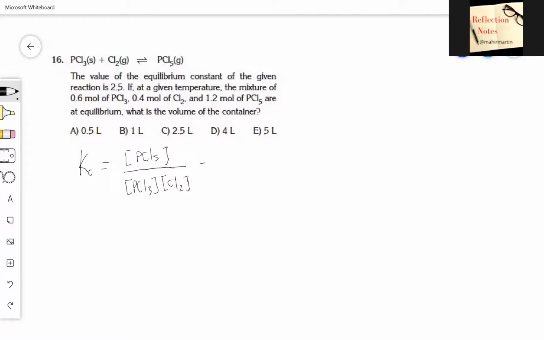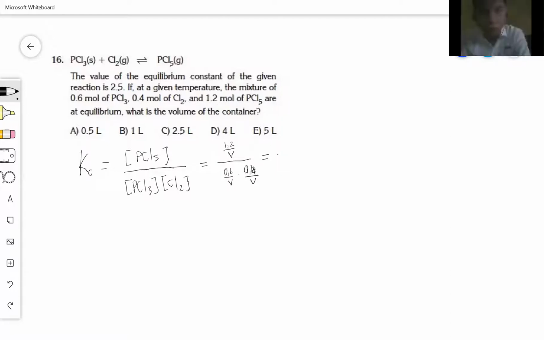And we are asking the volume, yeah? We don't know the volume. PCl5 is 1.2 mol over the volume, let's say V, I don't know the V, over PCl3 is 0.6 over the volume also. And what else? Cl2, sorry, Cl2 is 0.4, 0.4 over V, yeah? And it must be equal to, what is the value here? 2.5. 2.5.